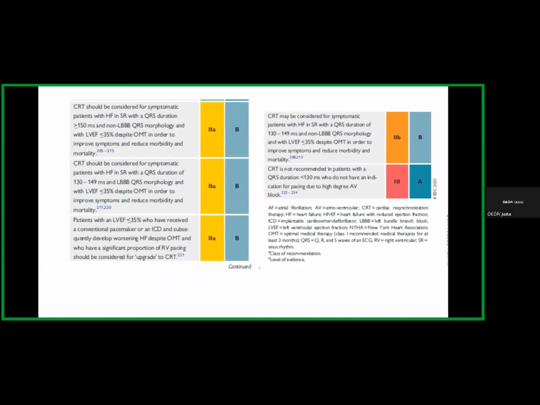Quick. Sorry, I just want to get your clarification. If they were to answer such a question in the exam, would you advise them to go for class 2? Okay. So check. Okay, I think it's not. This one says it's not recommended for patients who do not have indication for pacing.